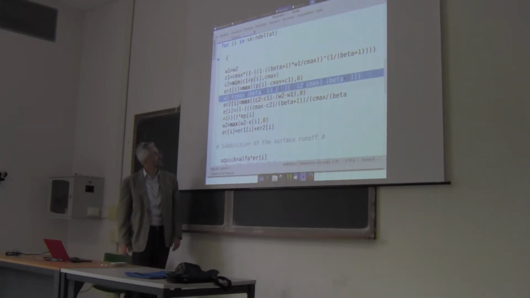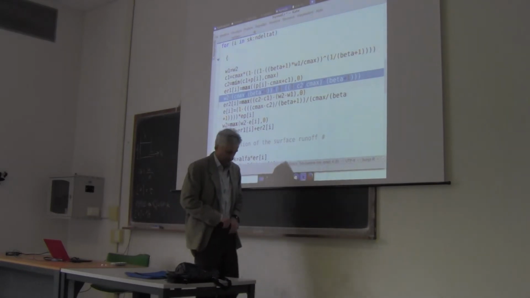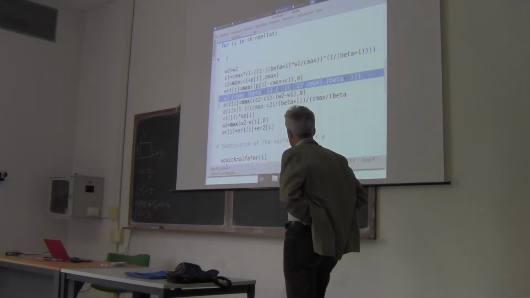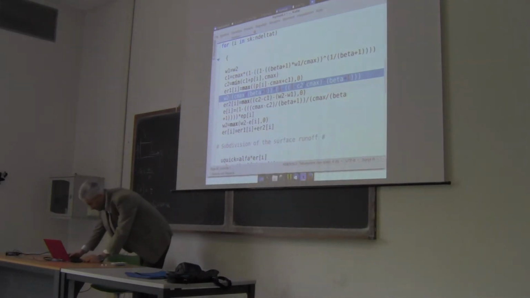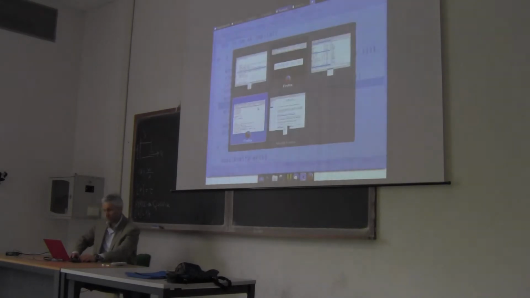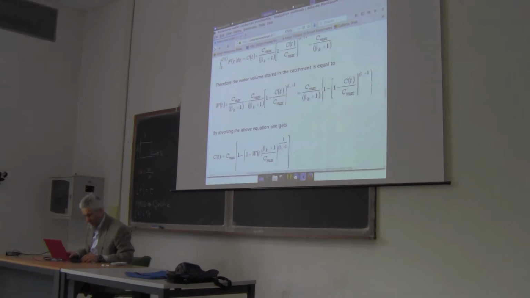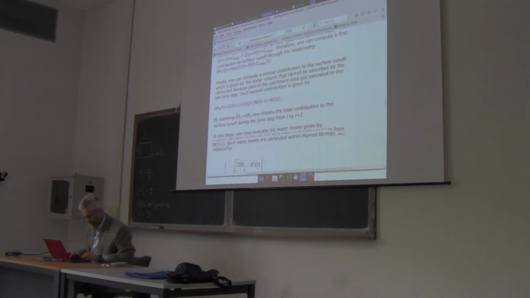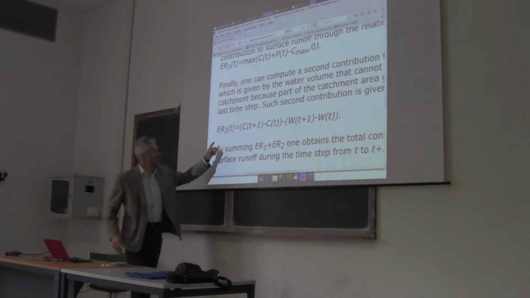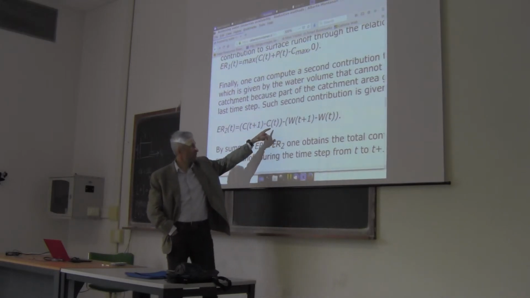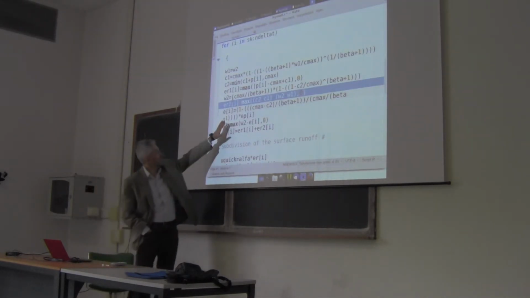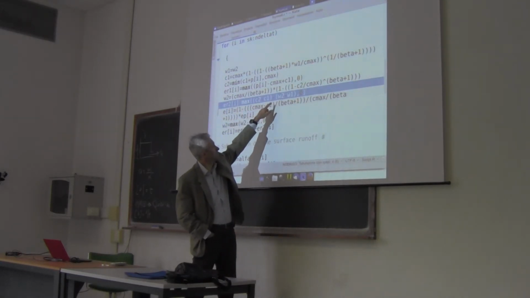And now there is ER2, computation of ER2. What is ER2? If you remember, let me go back to the web page. Let's look at the expression. Here is ER2. It is C(t+1) minus C(t) minus W(t+1) minus W(t). If we look at the code, it is precisely that. Let's forget the max for now: it is C2 minus C1 minus W2 minus W1.